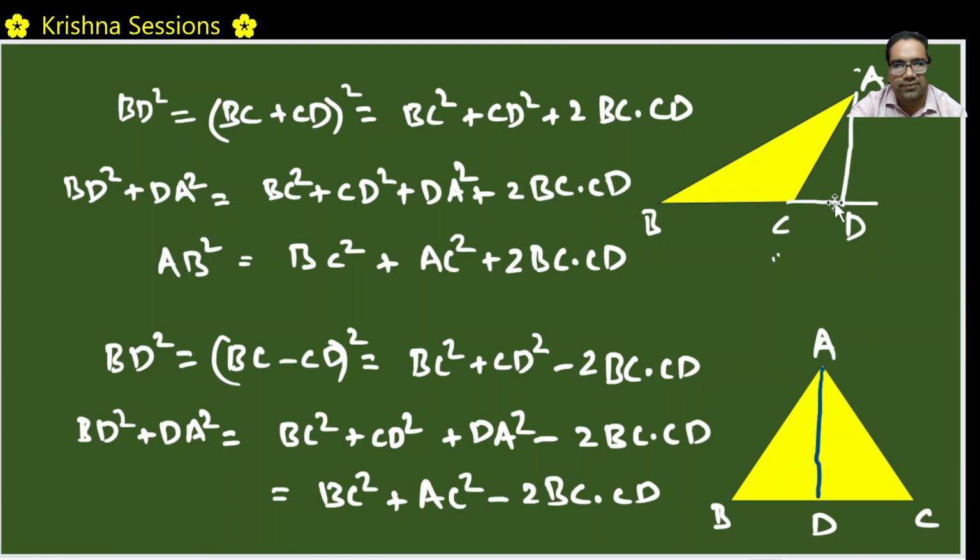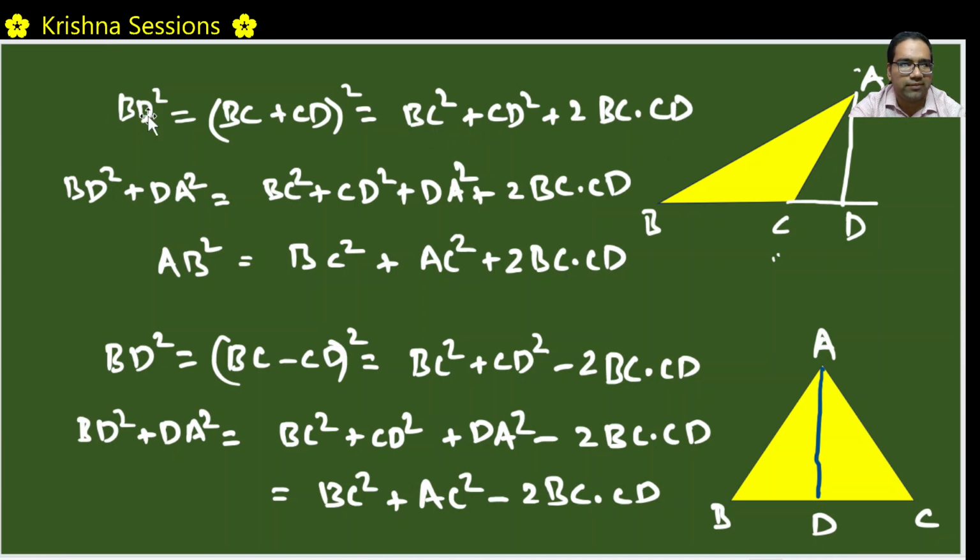So what is BD square? BD square we can write as (BC plus CD) whole square, which is equal to BC square plus CD square plus 2 into BC into CD, where we are just using the formula (A plus B) whole square, A square plus B square plus 2AB. Right. Now let's add DA square on both sides.